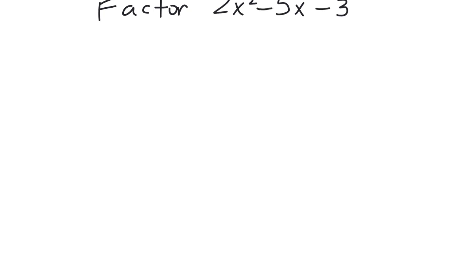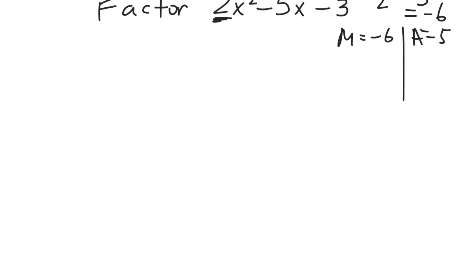Okay, so here we go. We've got a problem where we now have a leading coefficient of 2. So when we do our multiplication now, this is going to give us negative 2 times negative 3, which gives us negative 6. So now we're looking for things that multiply to give you negative 6, but add to give you negative 5. So that's what we're working on.